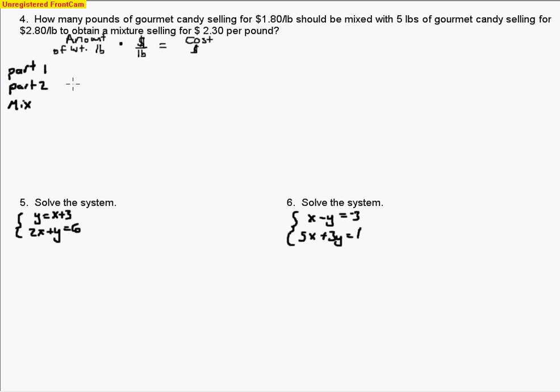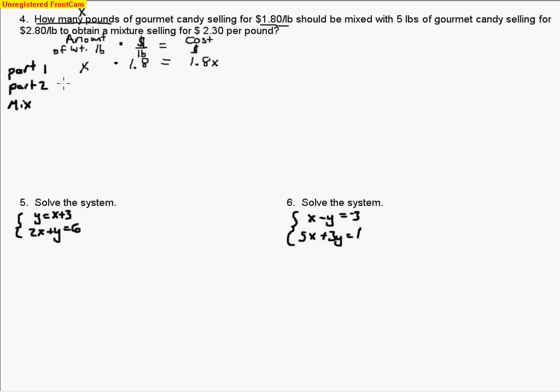So now we've got our chart set up. We go ahead and substitute these numbers in. So our part number 1, it says how many pounds, right there, they tell us what goes in place of the amount of weight. How many? We don't know. Let's put our variable there, right there. That's where it goes. X. How many pounds of gourmet candy selling for $1.80 per pound? That is our rate. So I'll just put in 1.8. Don't need that extra zero. Multiply that stuff out, I get 1.8x.